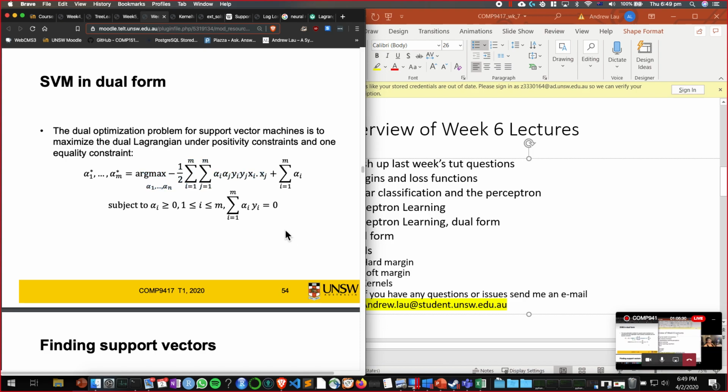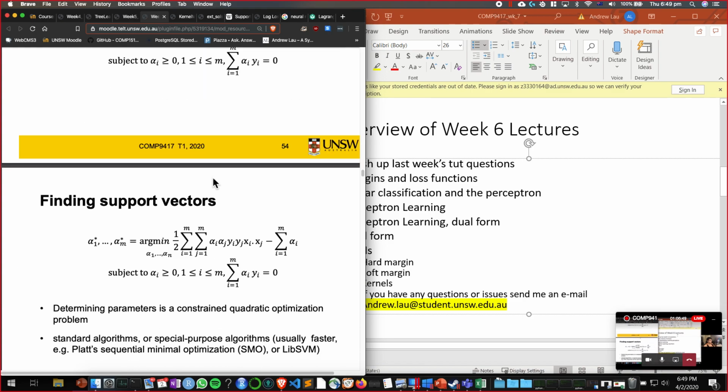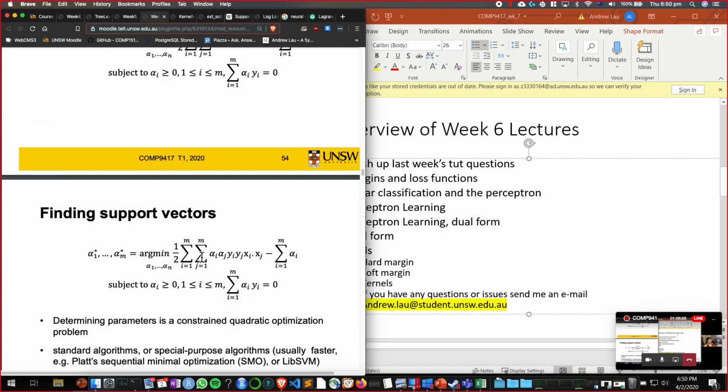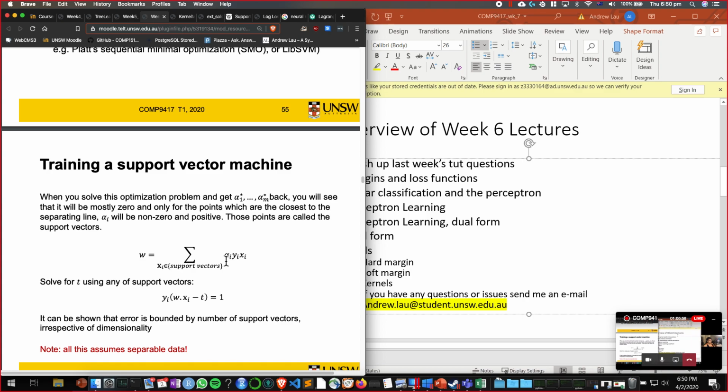Now, a few things to note. In terms of the features, we only care about the dot product. Keep that in the back of your mind. This only depends on the dot product of the features, which will come in handy later when we talk about our kernel functions. We can also express the weight vector like this. The alpha tells us if it's a support vector. Alpha is going to be 0 if it's not a support vector, so we can express the weight in terms of just the support vectors.